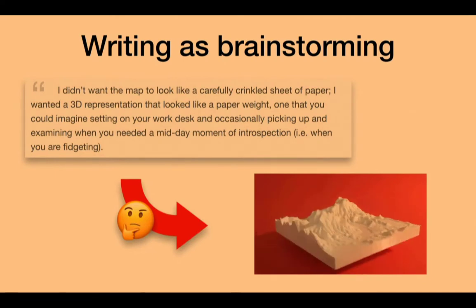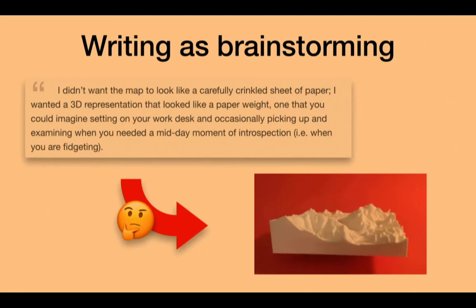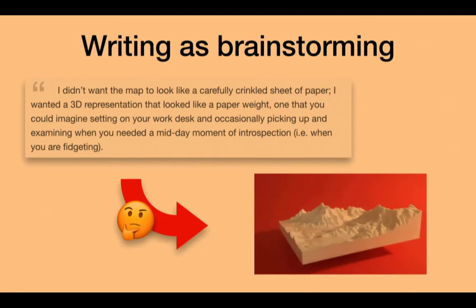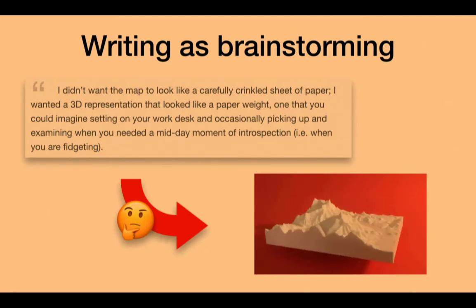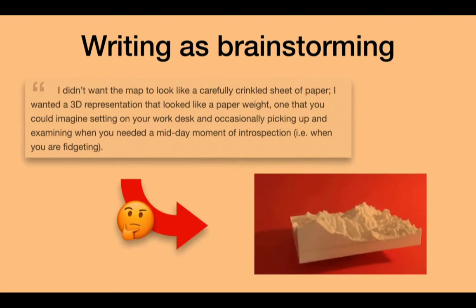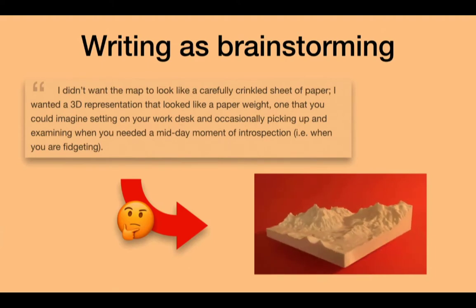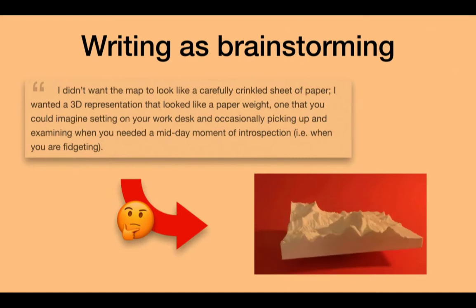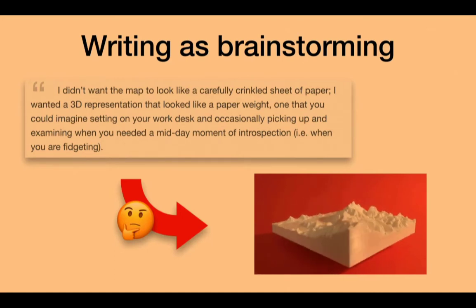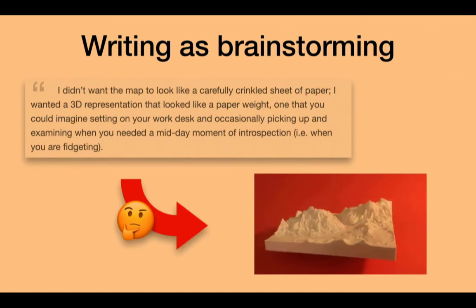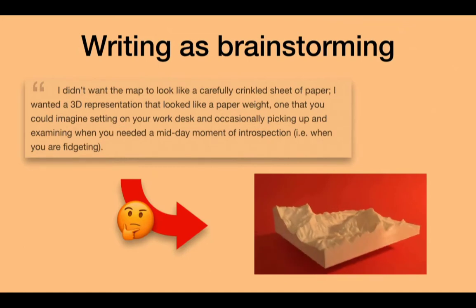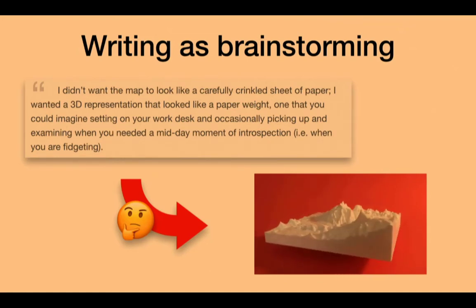When describing the original 3D modeling blog post I wrote about this, I wrote, I didn't want the map to look like a carefully crinkled sheet of paper. I wanted a 3D representation that looked like a paperweight, which immediately got me thinking, why not try 3D printing it? What would it take for me to implement that? What do I need to learn to do this? In this case, writing led to an idea, which led to, I think, a really cool feature.